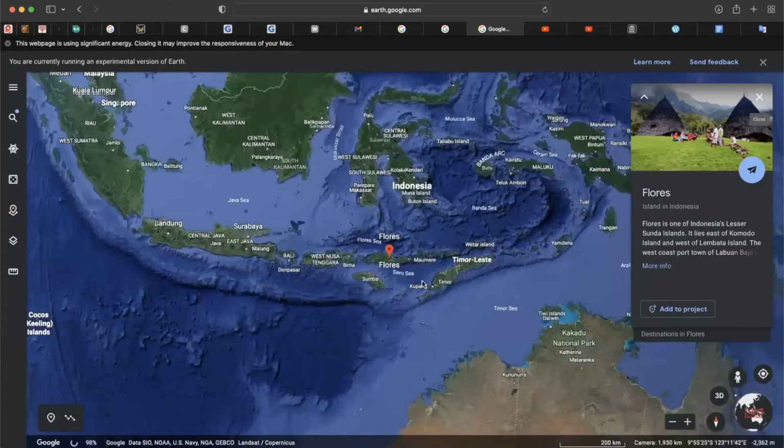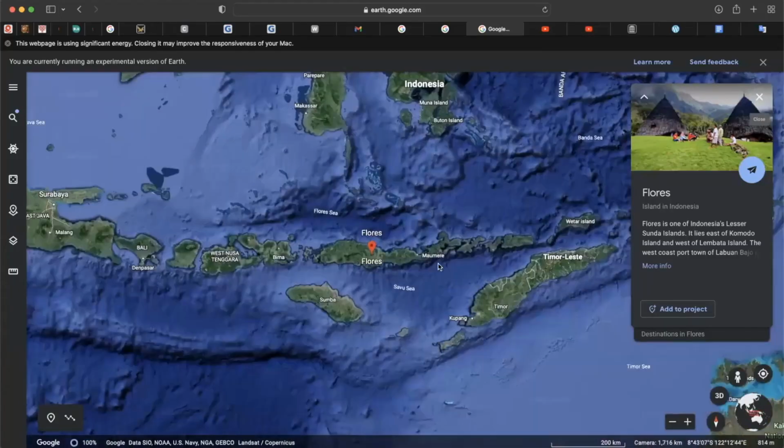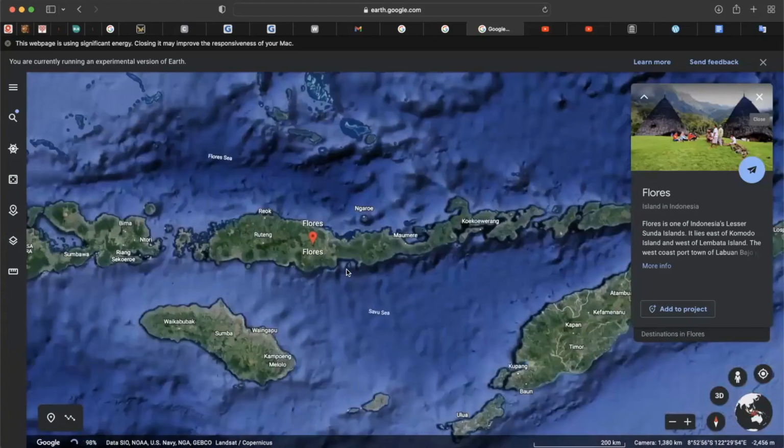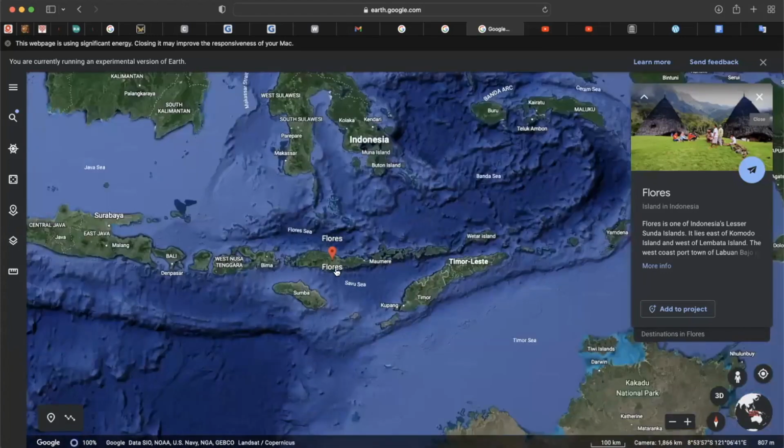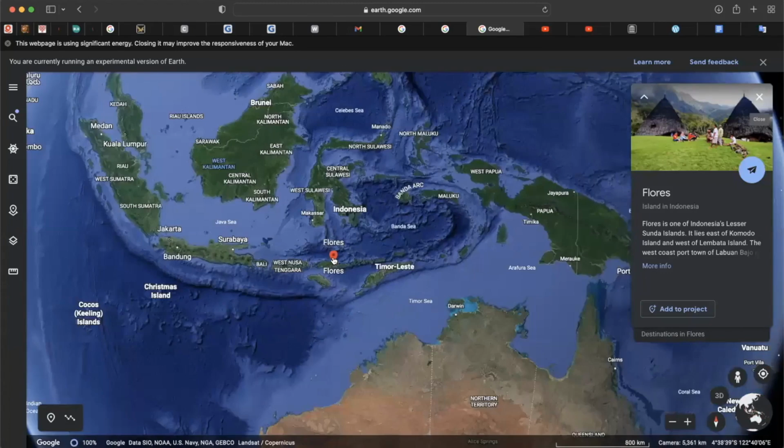All right, so real quick, as you guys see here, it says Flores. This is the Flores Islands. And the Flores Island people, I'm going to show you this again, Indonesia.